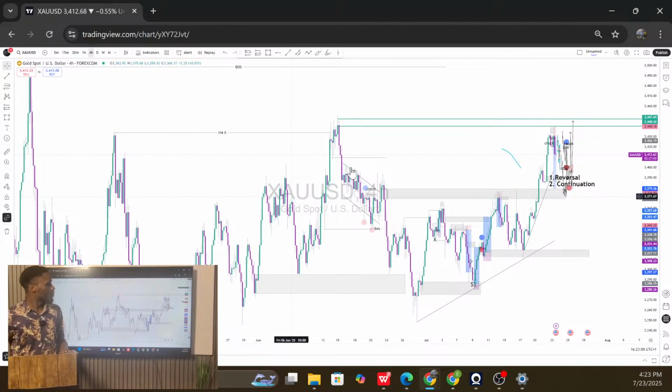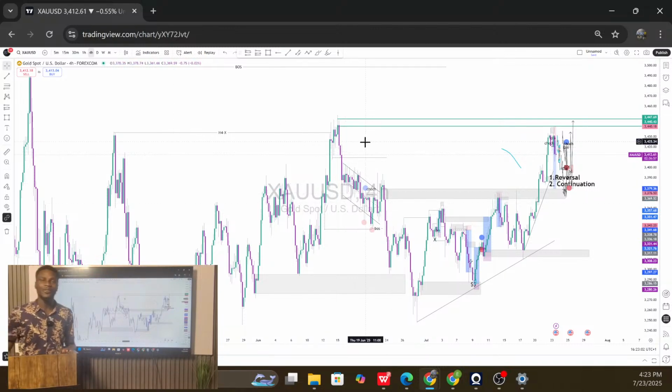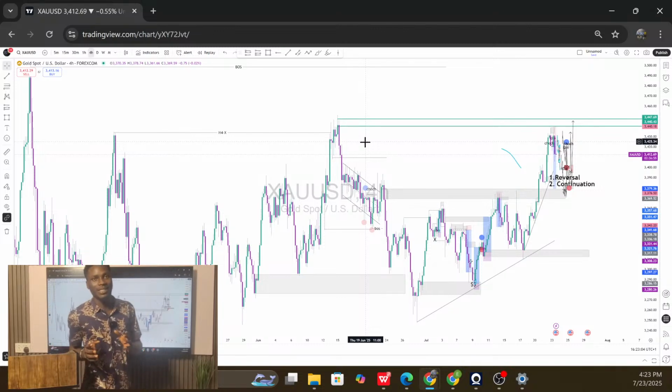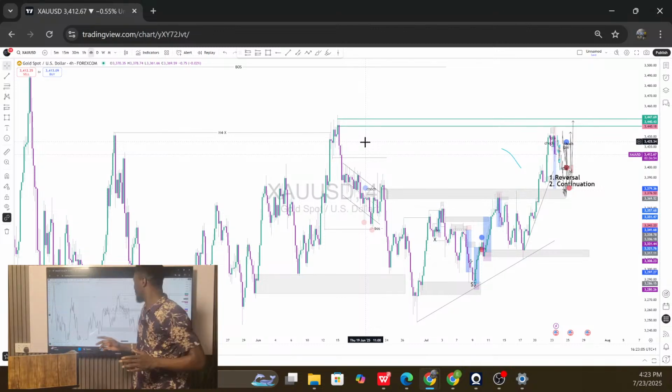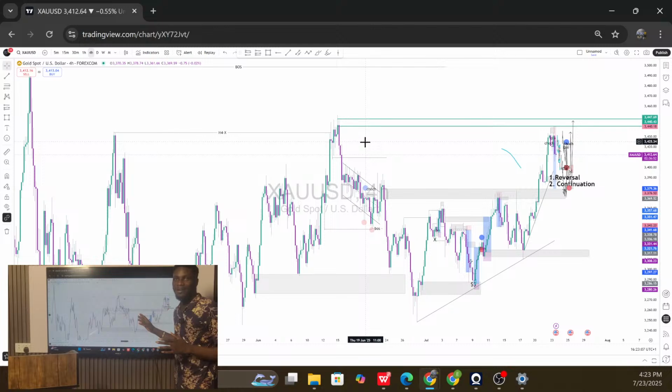Okay, so what's the next thing you want to see, or what's the next thing you want to know as a smart money trader? So this is our higher time frame, right? These are higher time frame here. These are 4 hours time frame. So the next thing we are doing is this: we are scaling down to our 15 minutes time frame. So let's go there.